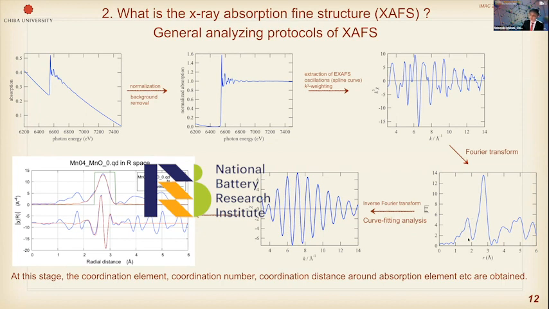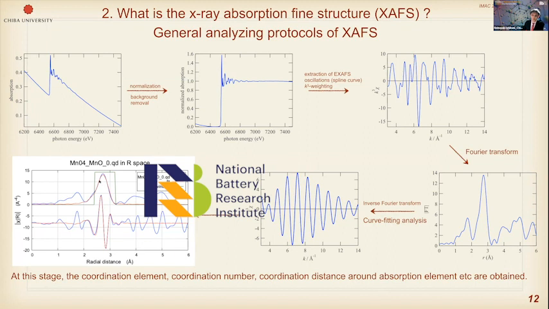In many cases, analysis can be done by curve fitting. Firstly, we select this large peak and do a back Fourier transform, an inverse Fourier transform here. And we calculate this oscillation by using some theoretical analysis or experimental analysis. So you can get these fittings.